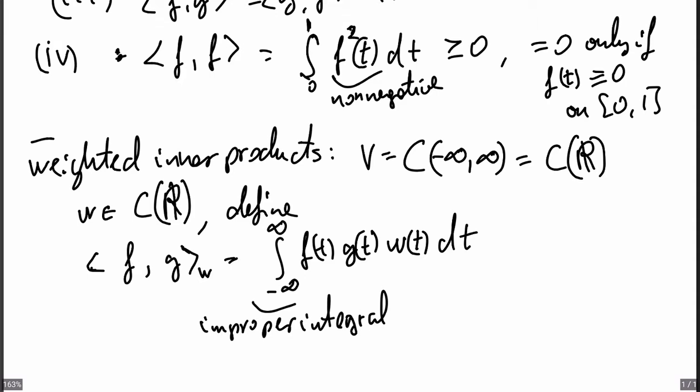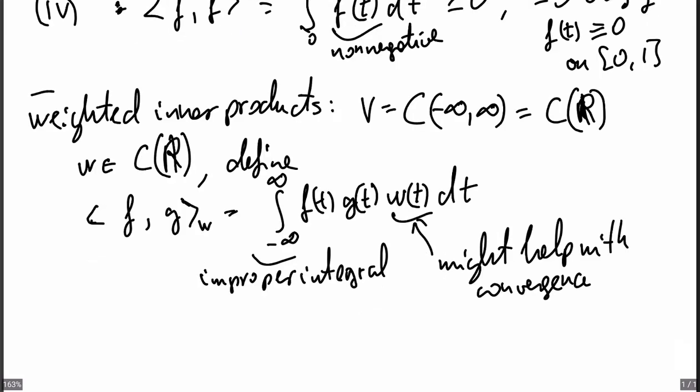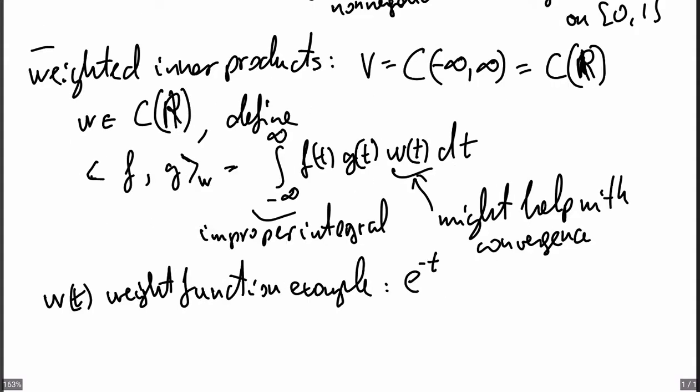That's the problem with the whole space over the whole real line: the integral of functions might be too big over an infinite integral. The improper integral might become infinity. So the idea is that this weight function might actually help with convergence. A very typical weight function is e to the minus t square. The negative is outside the square.